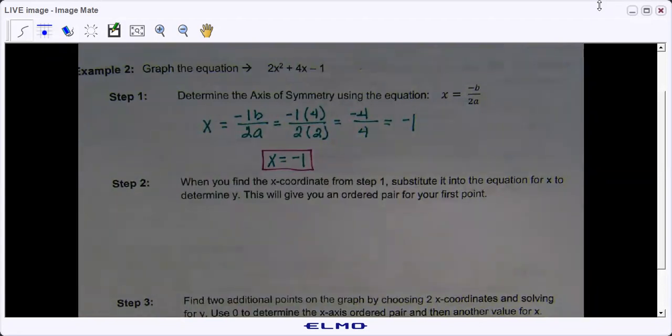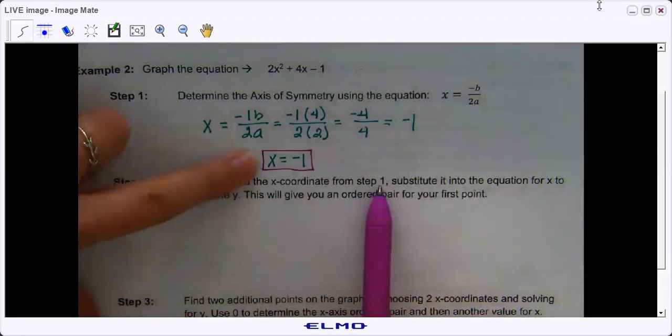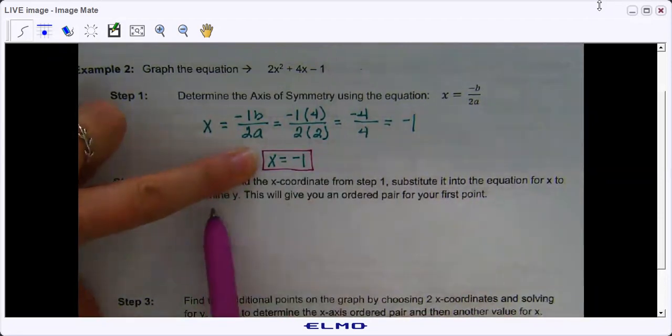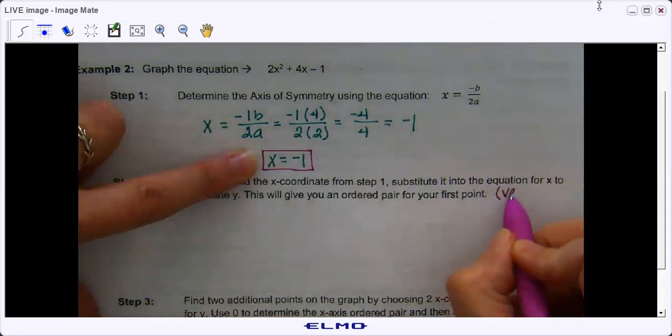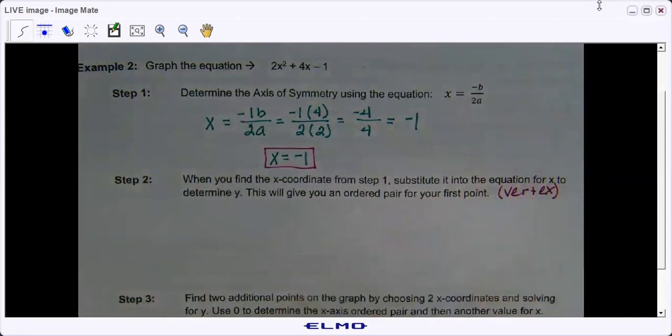And then what I want you to do is step 2. When you find the x coordinate from step 1, which is -1, substitute it into the equation for x to determine the y of your vertex. Okay, so I want you all to do that. And if you forget how to do that, look at the previous page at our example to see if you can figure out how to do that. All right, so I'm going to pause the video.